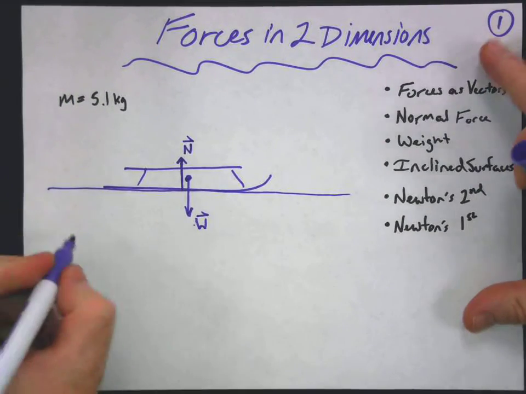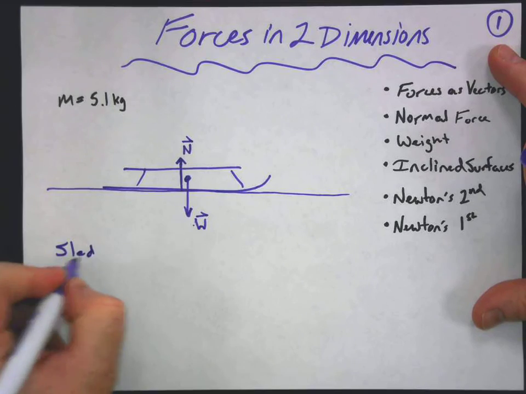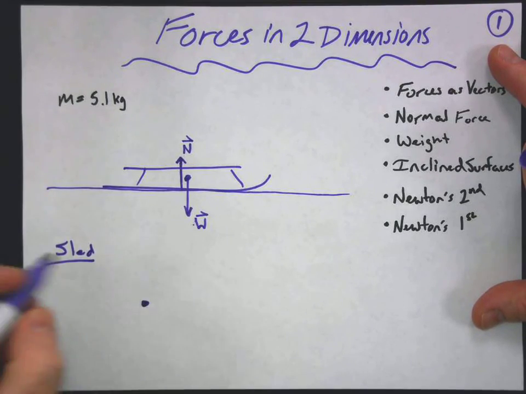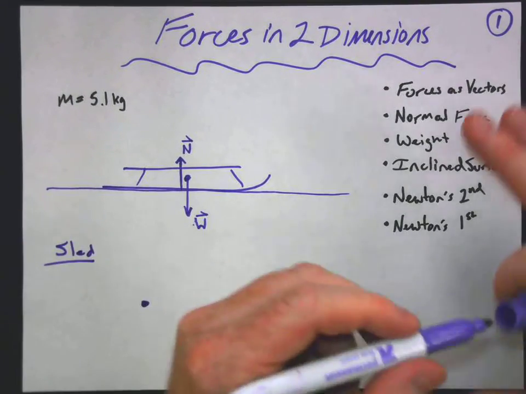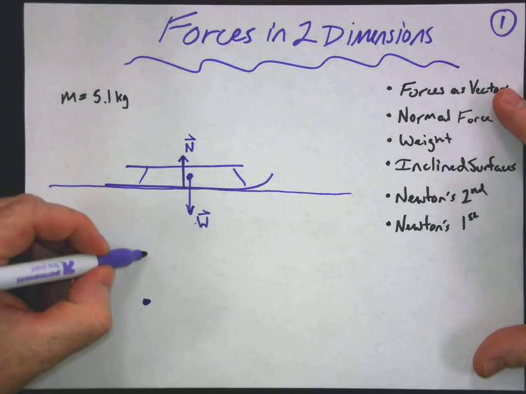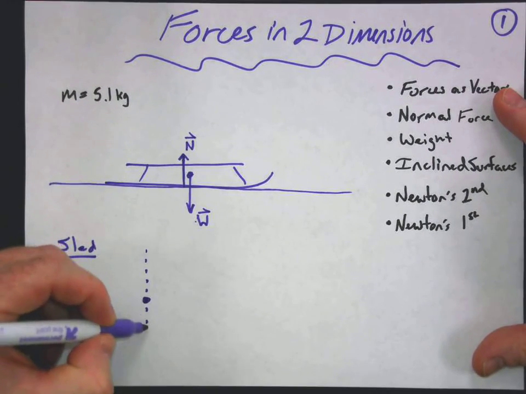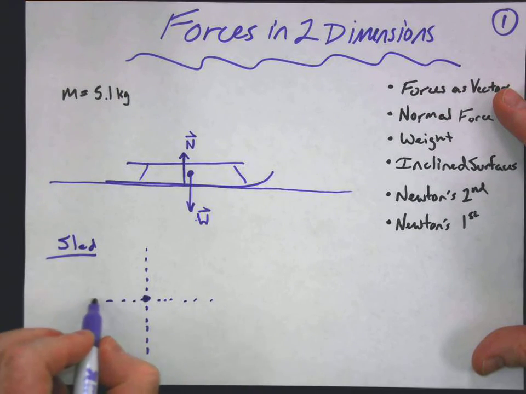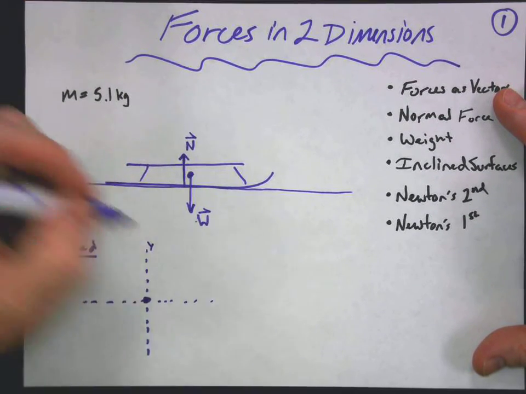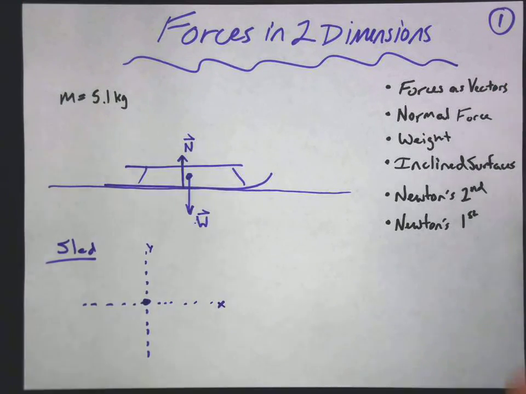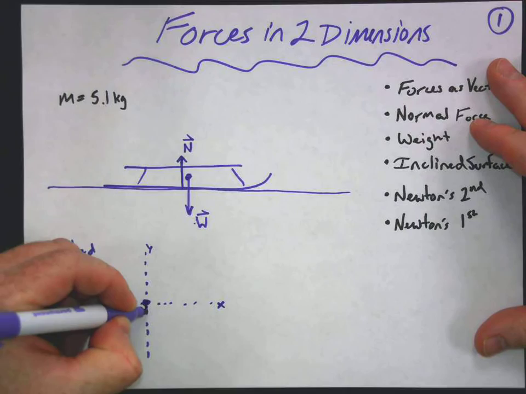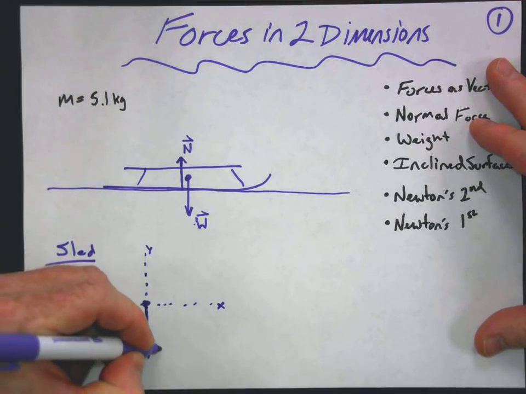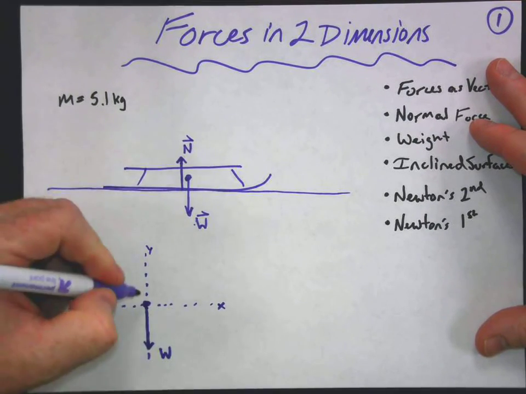Let's do that. So, sled dot. And to start off, I want the free body diagram to have a coordinate system in x and y direction. That does matter. There's positive y. Let's do positive x right there. And that's pretty traditional. Weight is downward. Okay. And normal force is upward.